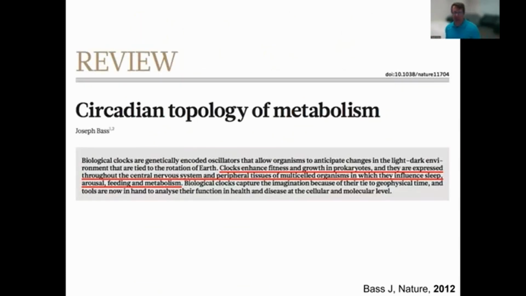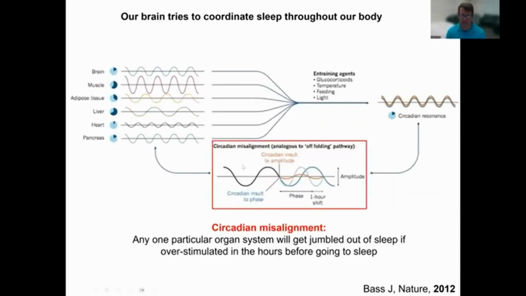So in this Nature paper that reviews this process, they look at the circadian topology of metabolism and the fact that your different organ systems, brain, muscle, adipose, liver, heart, pancreas, etc., have their own sleep cycles where they are laying the foundation for their vitality through DNA gene expression, but they're attempted to be coordinated like a conductor of an orchestra by the suprachiasmatic nucleus, the SCN of your brain, this almond-sized ganglion that is trying to coordinate the sleep for your whole body, maintain your general circadian rhythm.